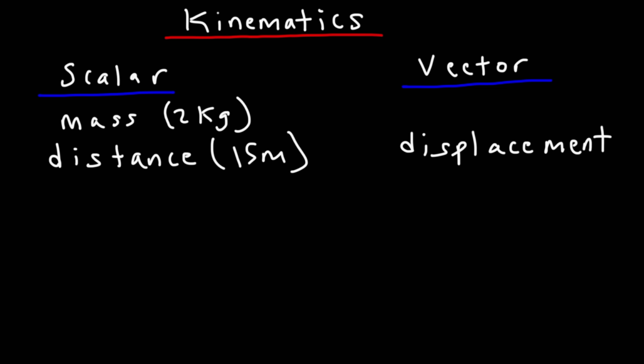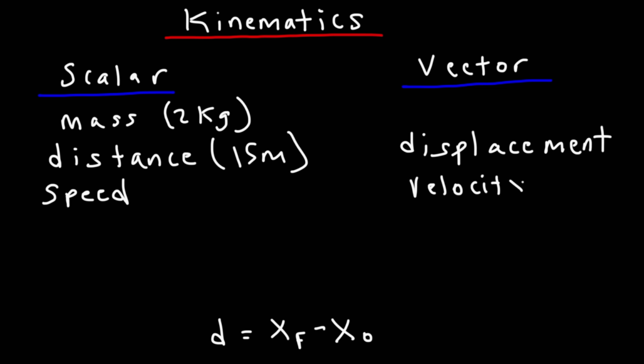Now technically, displacement is really the change in the position of an object. So along the x-axis, you could describe displacement as the final position minus the initial position. Speed is a scalar quantity. Speed describes how fast an object is moving. Velocity is a vector quantity. Velocity is speed with direction.